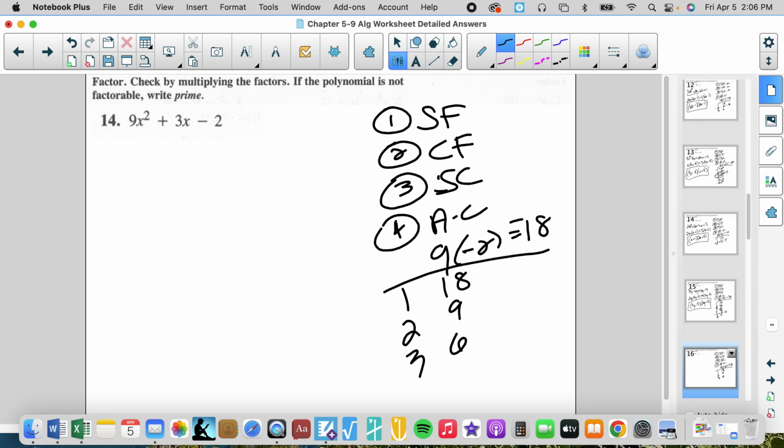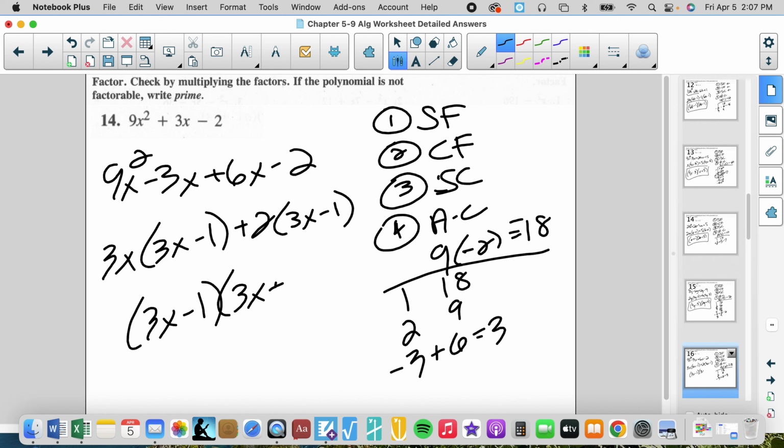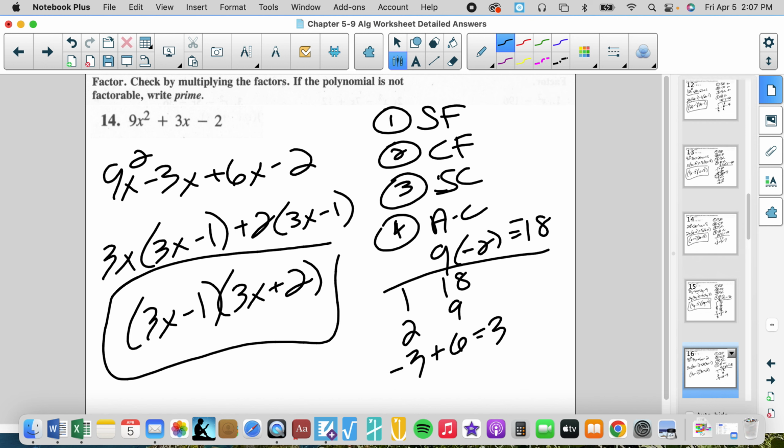Signs are different. Bigger is positive. To get me positive 3 are going to be those two. 9x squared minus 3x plus 6x minus 2. Factor out a 3x, 3x minus 1. Factor out a 2, 3x minus 1. 3x minus 1, 3x plus 2. Those are 2 fun binomials.